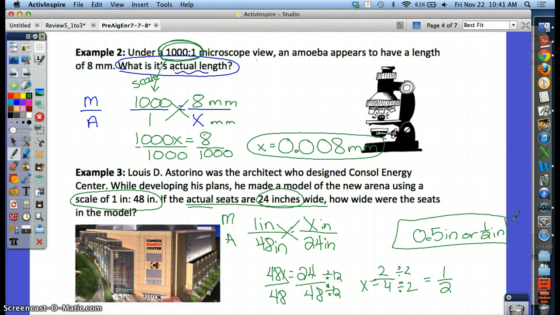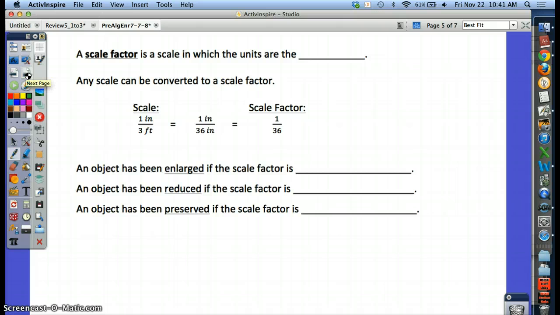The last part of this then is talking about a scale. Okay, so let's talk about these scale factors. A scale factor is a scale in which the units are the same, which means they cancel each other out. A scale factor is where the units are the same in a scale. Any scale can be converted to a scale factor, and look at how we do this. Here's your scale with units. We want to get rid of our units because a scale factor has the same units, which means they cancel each other out. So if we can get them both to be inches, then we can cross them out and get rid of them.